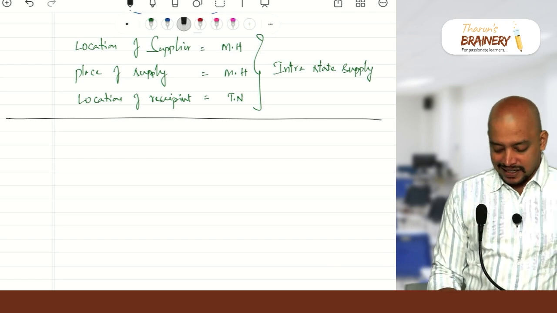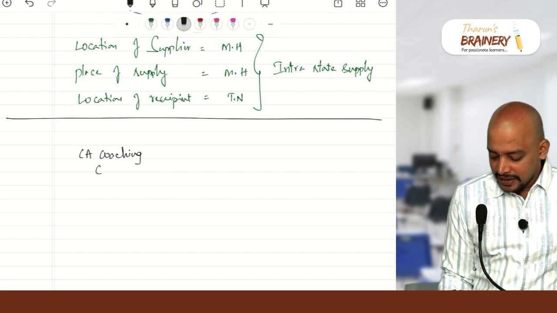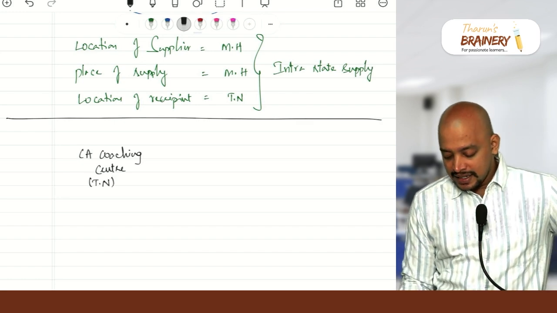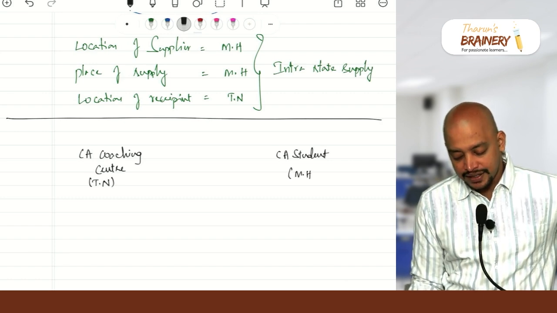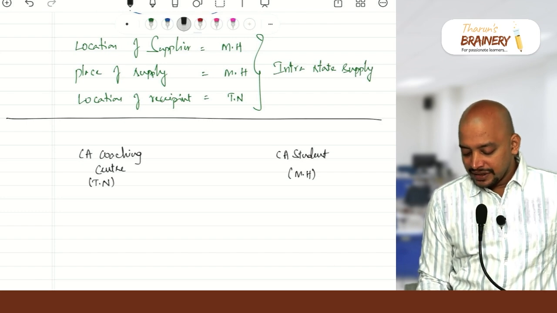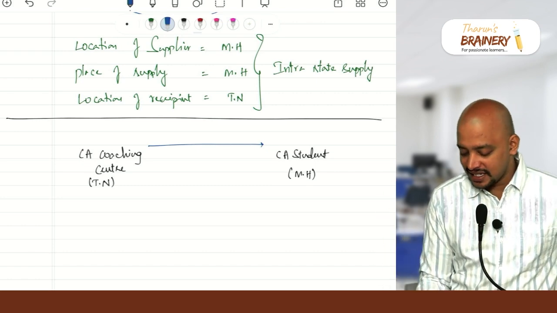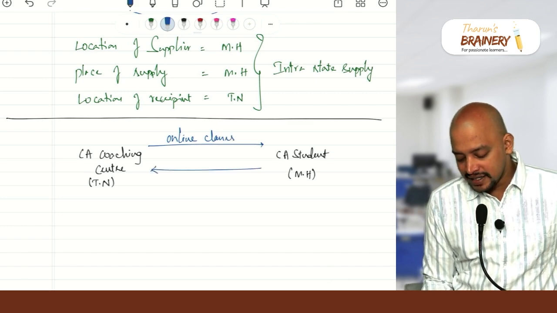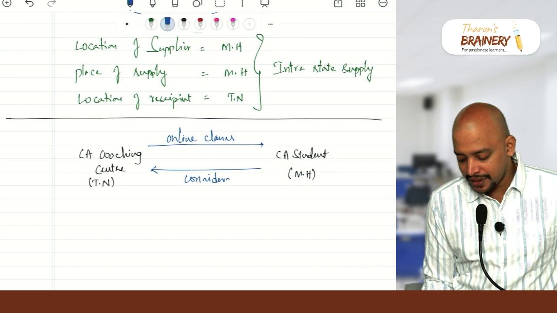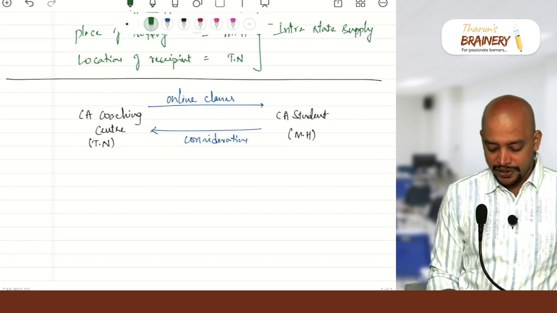Say I am taking classes. So there is a CA coaching center. This CA coaching center is located in Tamil Nadu, and there is a CA student, and this CA student is located in Maharashtra. So they provided the coaching services, online classes or Google Drive classes, etc. For these online classes, the consideration is also being paid by the student. Now, in this case, what will be taken as the location of supplier?